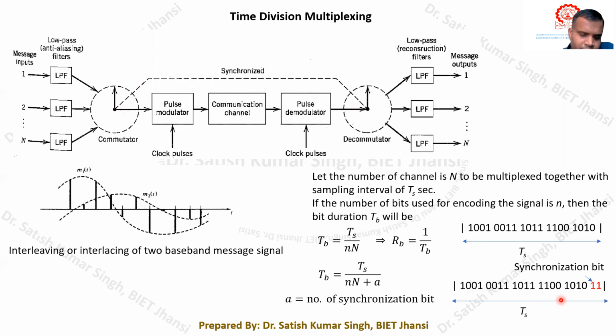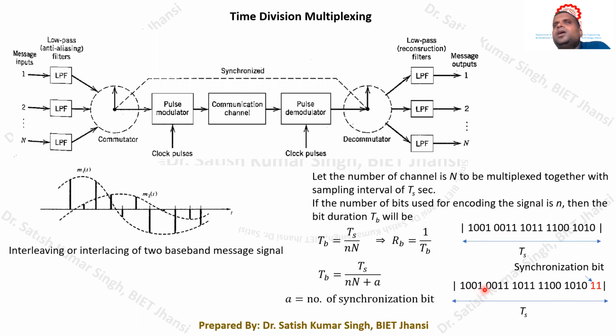The synchronization bit may also be added after each sample. There may be a mechanism in which we add extra synchronization bits after each of the samples. So let us suppose this is 1001, the 4 bits that we are using to represent the sample. Even after this, we can have one extra bit that may be used for the purpose of synchronization.